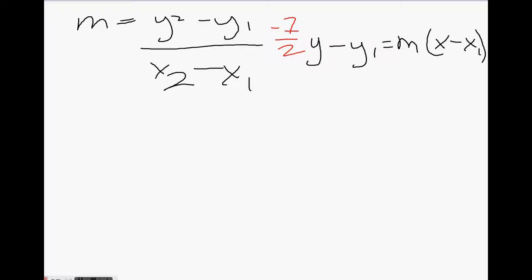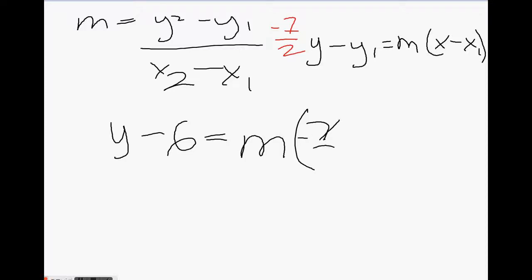Now we have to fill in our formula. So y minus y1, which in this case is 6, equals m times x, where m is negative 7 over 2, minus x1, which is 1. Alright.